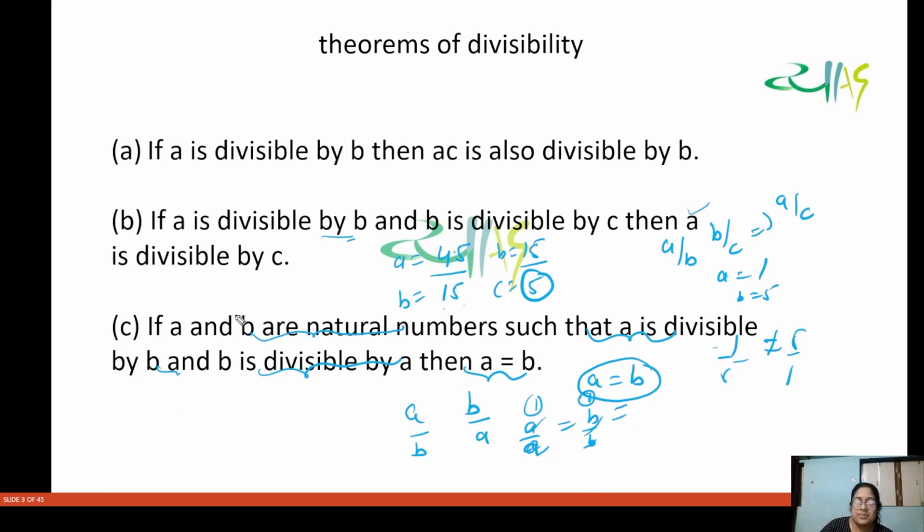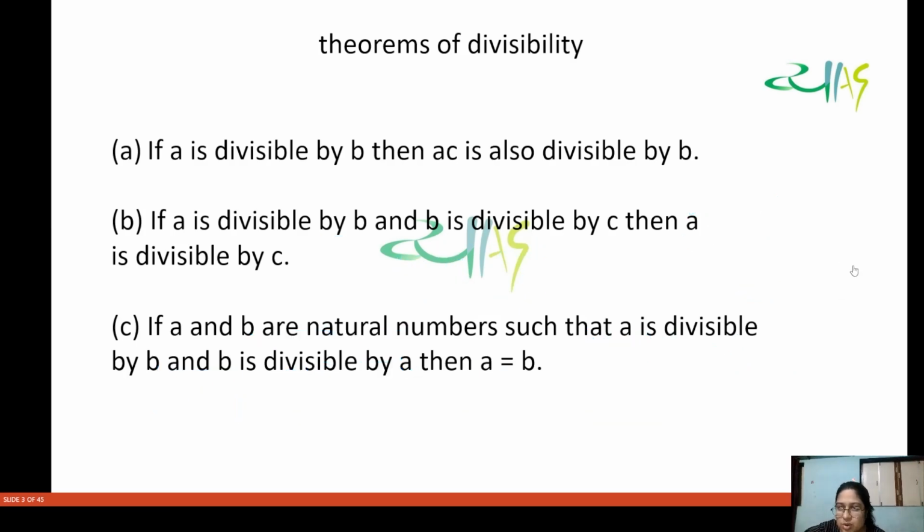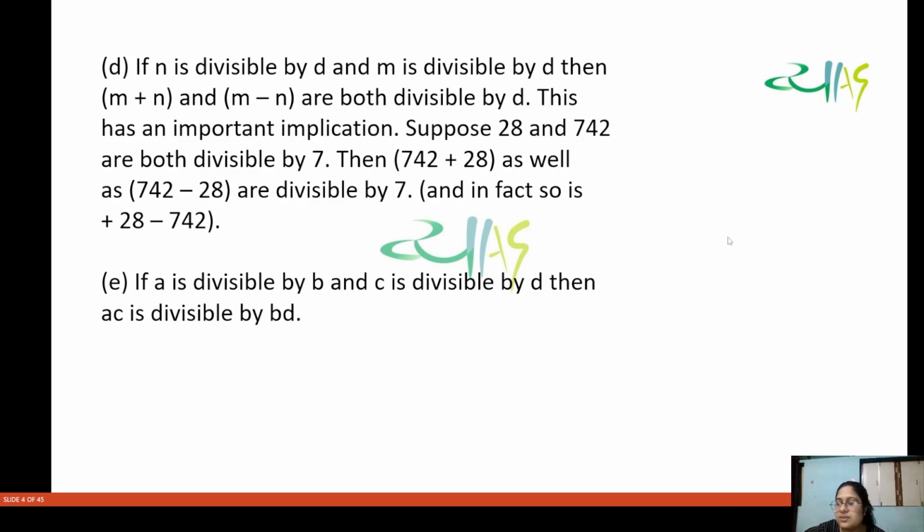So any time this condition is given to you, that means A and B are basically the same number. They are the same number. So these are the general theorems of divisibility. There is nothing special in this. We just have to remember these concepts. All right.